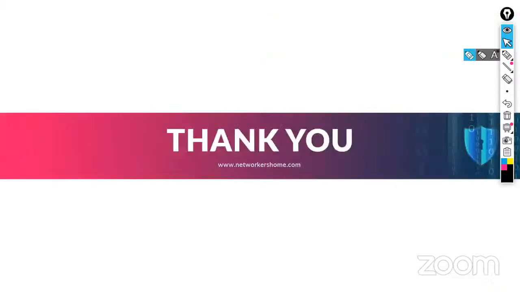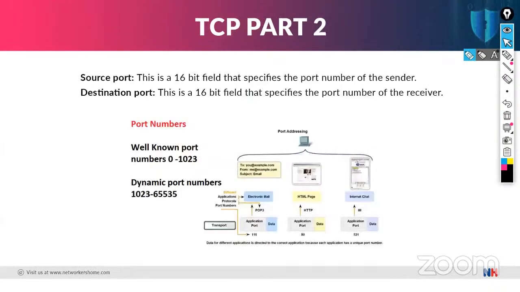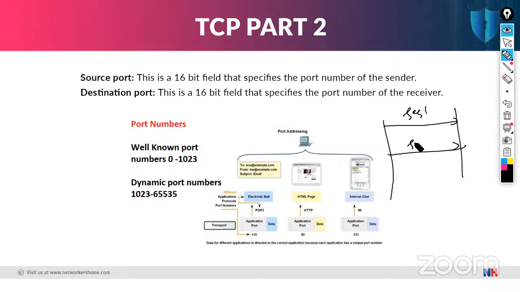For example, let me give a brief picture of how it works. Consider you are sending segment 1. This is segment 1, this is segment 2, this is segment 3. For each and every segment, you are going to receive an acknowledgement, and after receiving the acknowledgement, segment 2 will be sent, right? That means this is the sender, this is the receiver, correct?